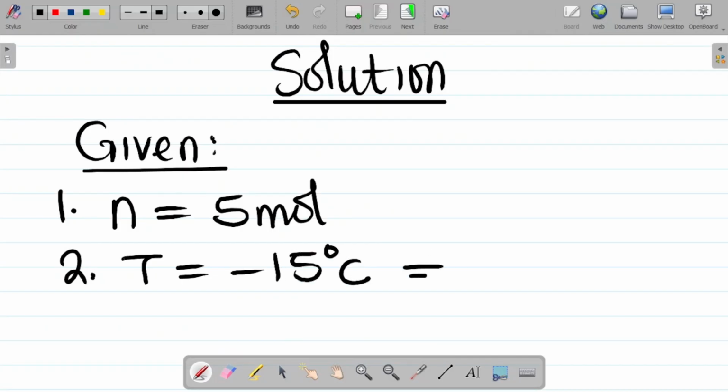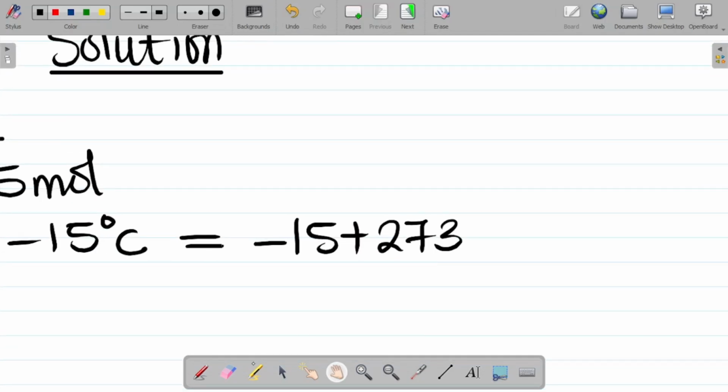Let's convert this to Kelvin. How do you convert this to Kelvin? It becomes negative 15, and you add 273 as usual. I'm having negative 15 plus 273. If I punch that in, you have 258 Kelvin. So to convert from degrees Celsius to Kelvin, simply add that value to 273. All right, so I have 258 Kelvin.